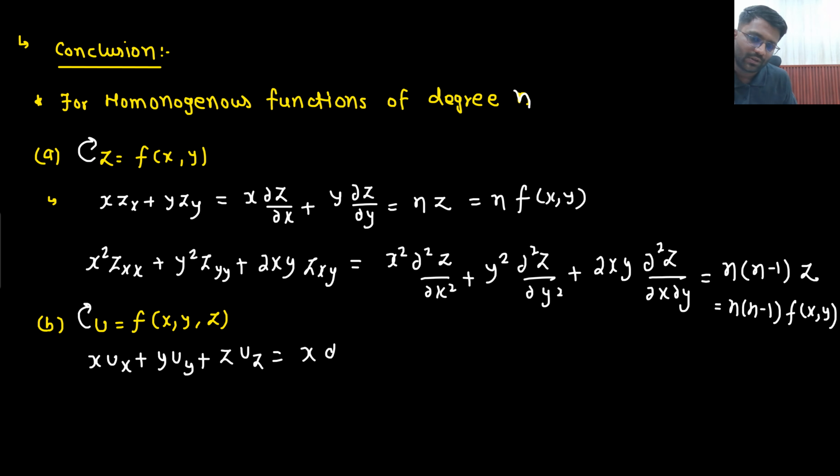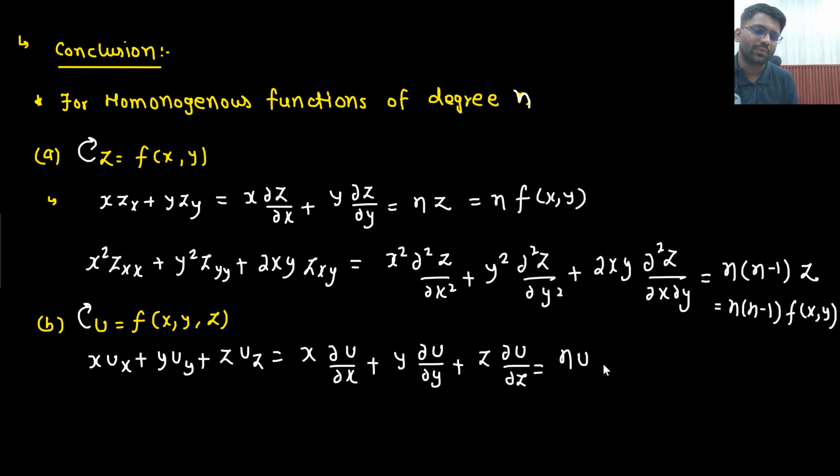I hope you know. Partial differentiation of u with respect to x, plus y, partial differentiation of u with respect to y, plus z, partial differentiation of u with respect to z. What would that be equal to? If it is a homogeneous function of degree n, then n into u, or you can say n into the function of x comma y comma z. So it doesn't go only for 2-variable functions, it goes for n-variable functions, for every kind of variable: 2 variable, 3 variable, 4 variable, 5 variable.